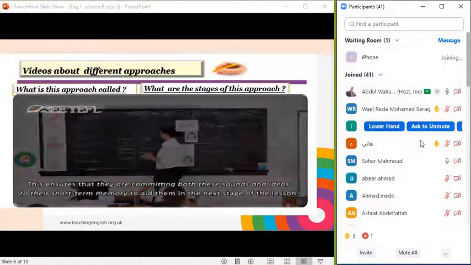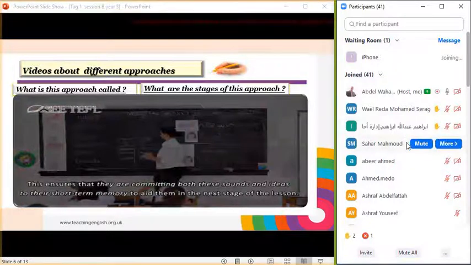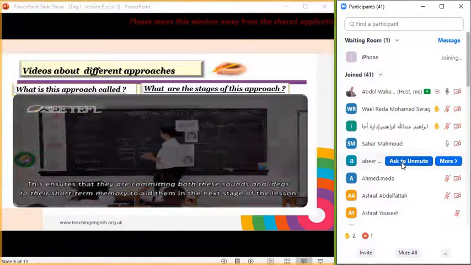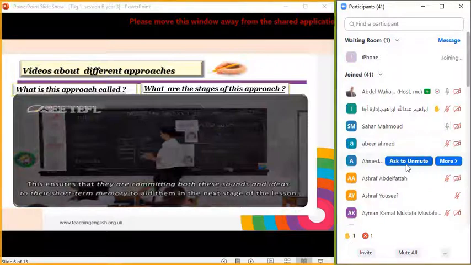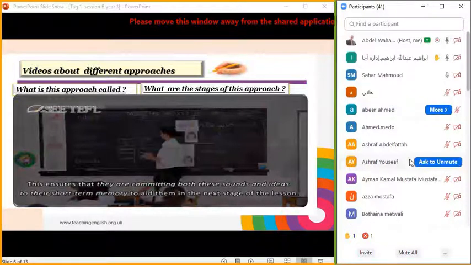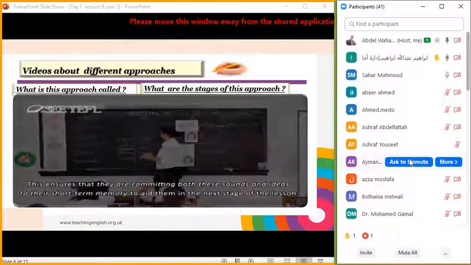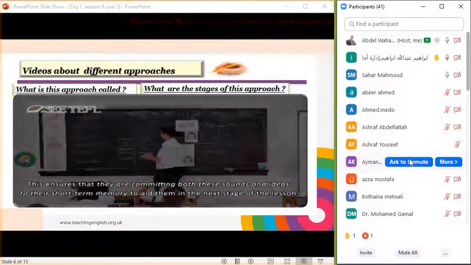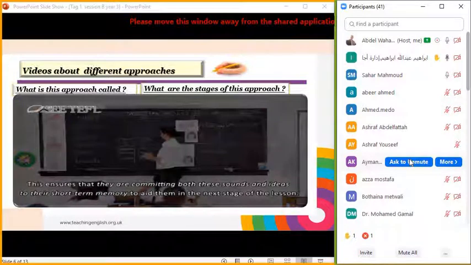Can you speak, Mr. Ibrahim? Ibrahim Abdullah, you raised your hand. Okay, go on, Mr. Ibrahim. I think it's guided discovery, because in this technique the teacher provides examples of the language items, and the teacher helps the learners to find the rules themselves.